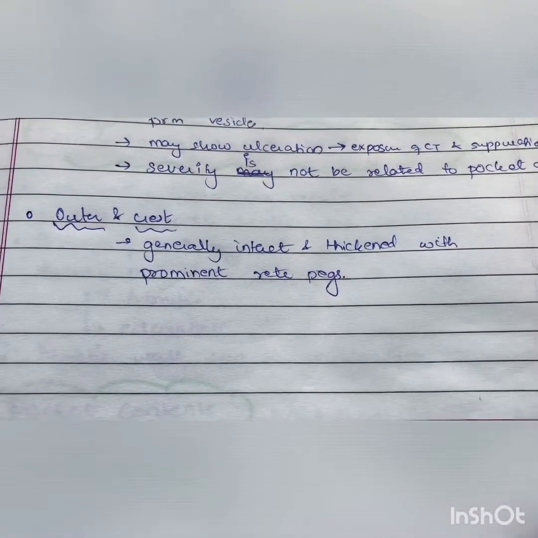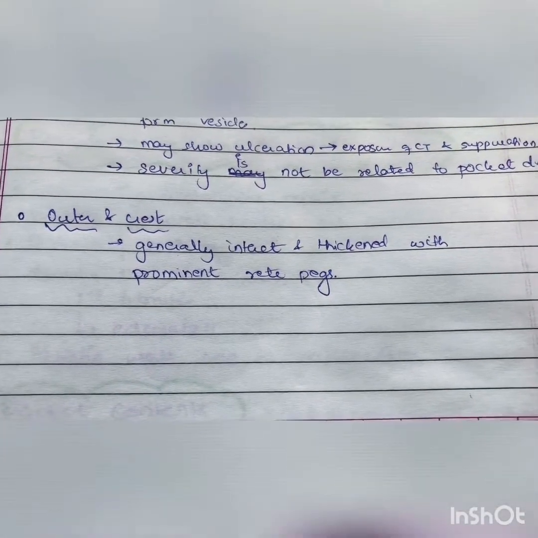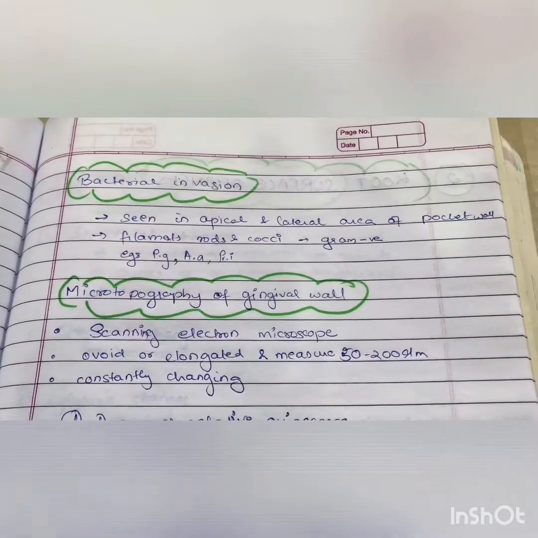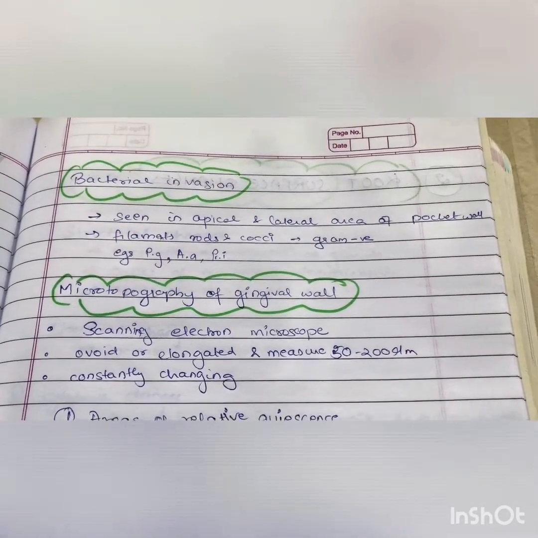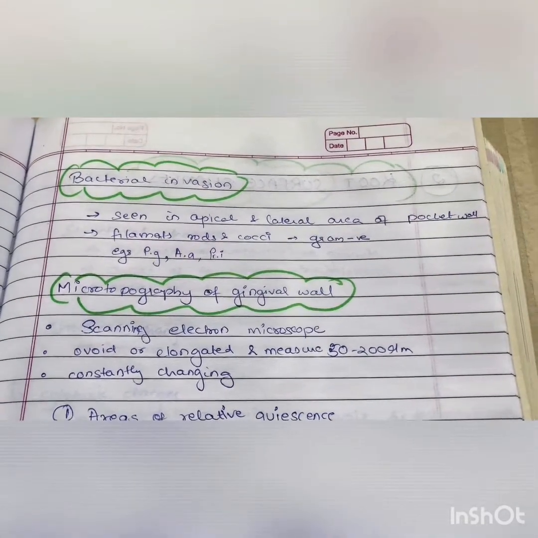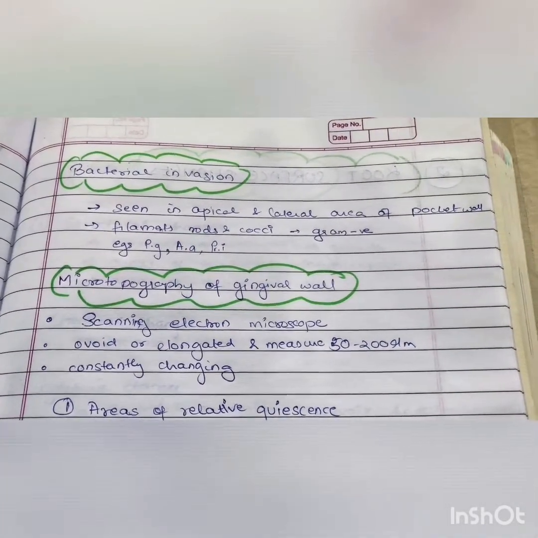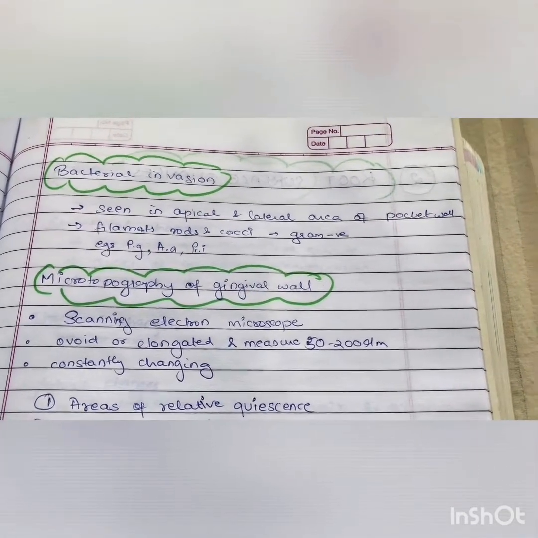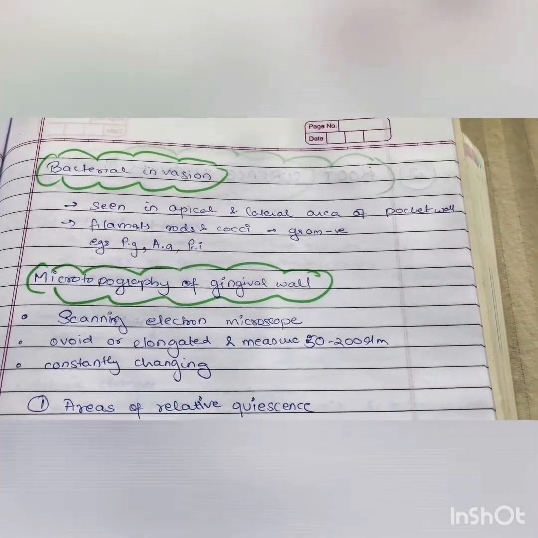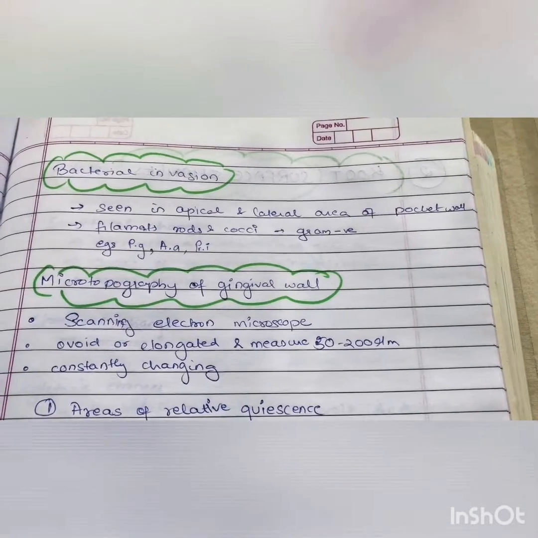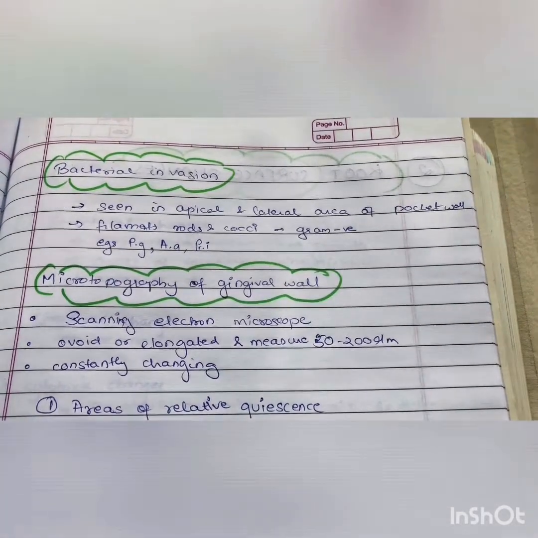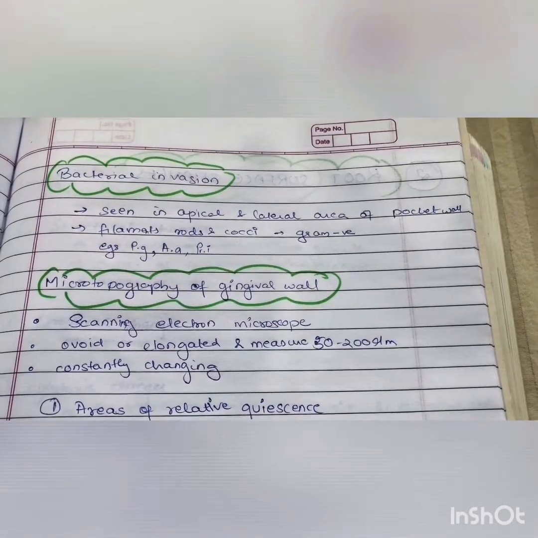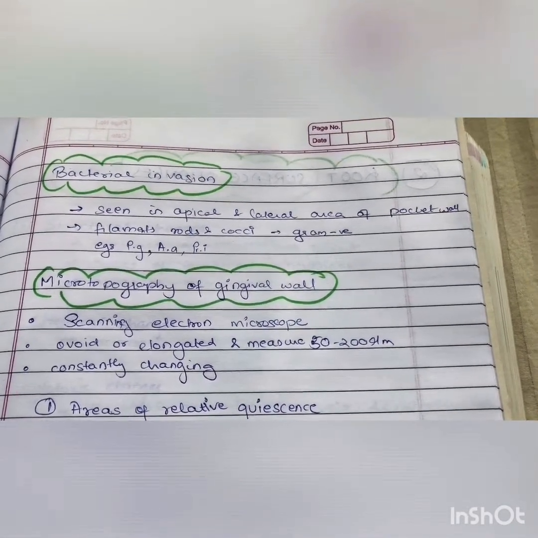The outer wall or the crest of your gingival epithelium is usually intact, thickened with prominent red apex. Bacterial invasion is seen in the apical and the lateral area of the pocket. That means the bacteria enters into the gingiva. Sometimes they are confined into the epithelium, sometimes they reach the basement membrane, sometimes they enter into the connective tissue. Now, most of the bacteria which are seen in the connective tissue are P. gingivalis, that is Porphyromonas gingivalis, Actinomycetemcomitans, Prevotella intermedia.